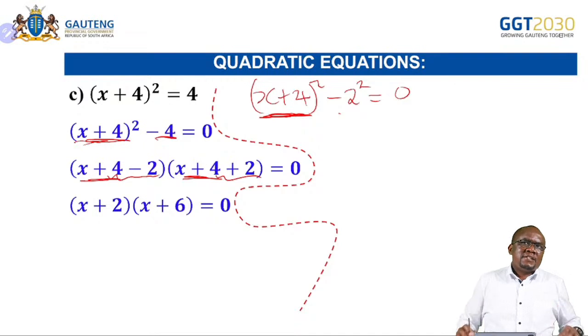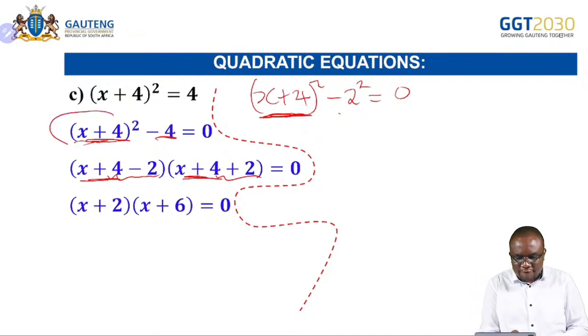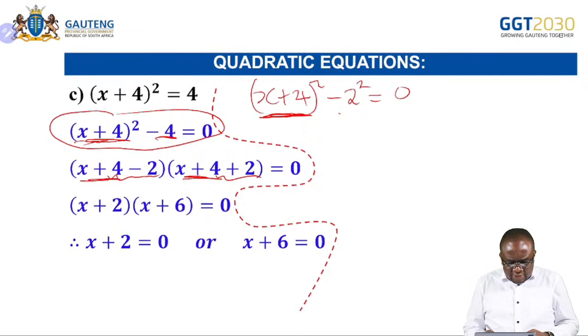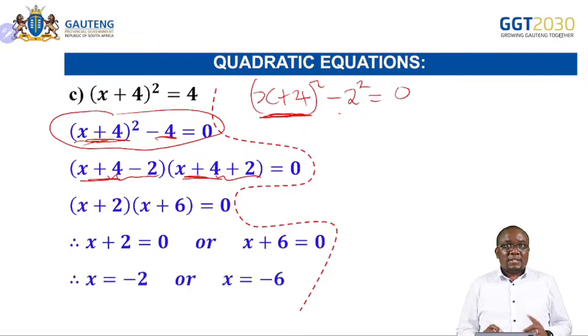And then from here, it is very, very easy. Do you see? The key there was to see the difference of 2 squares. Then after that, everything flows. Okay? Right. And then, therefore, x = −2 or x = −6. Remember, I said don't write anything. This is going to be your homework.